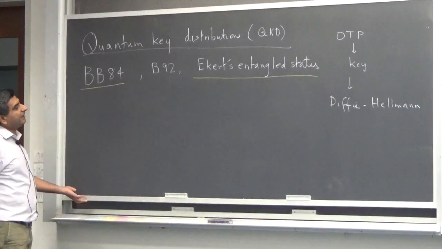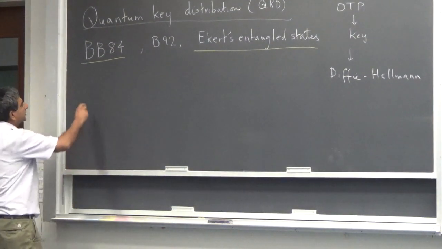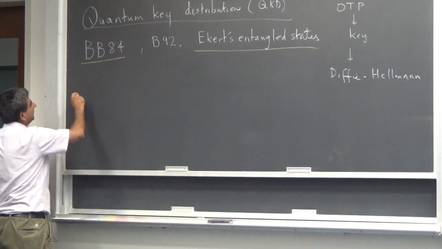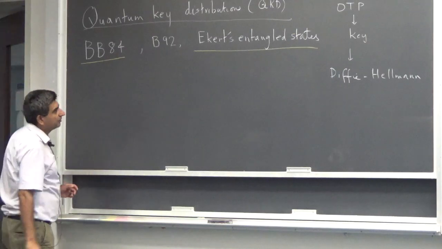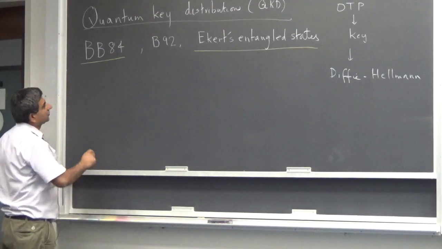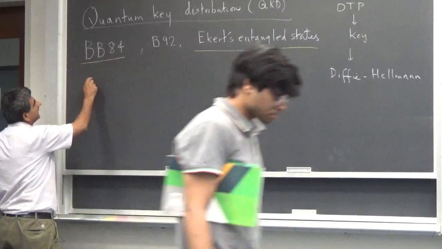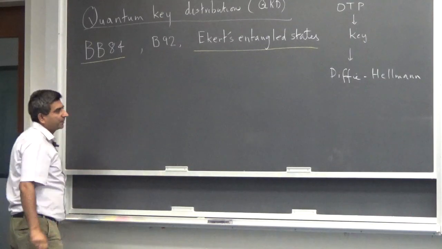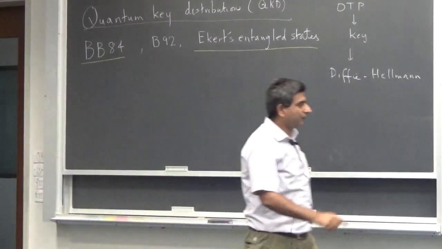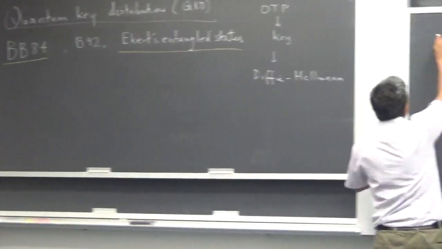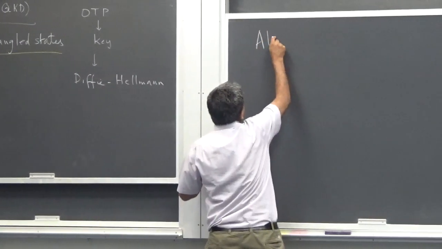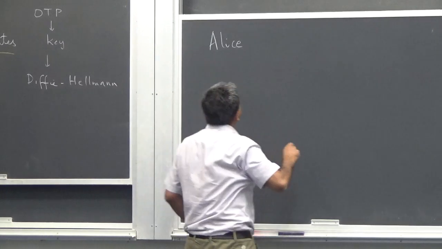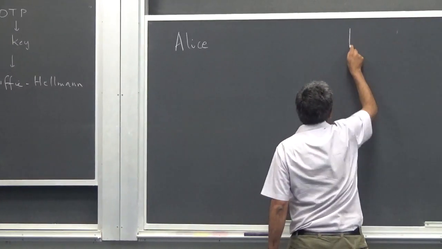Now in the BB84 protocol, let's start off with two parties, Alice and Bob. I would need some more space here, so why don't I start off here? So here is Alice, Alice's world, and here is Bob's world.